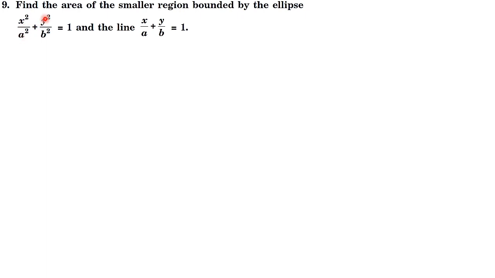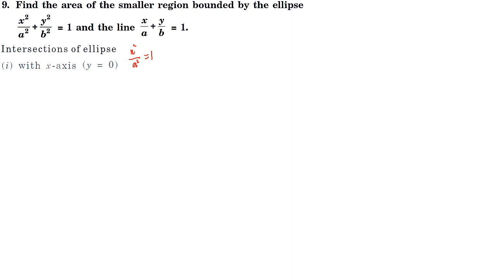So x square by a square plus y square by b square equal to 1, that is the equation of the ellipse. First of all, we will consider the ellipse equation and find the intersections of the ellipse with the axes. When we take the x-axis, y will be 0. Then we get x square by a square equal to 1. Why is it coming like this? Because y will be 0, so this term will be completely 0. So x square by a square equal to 1.